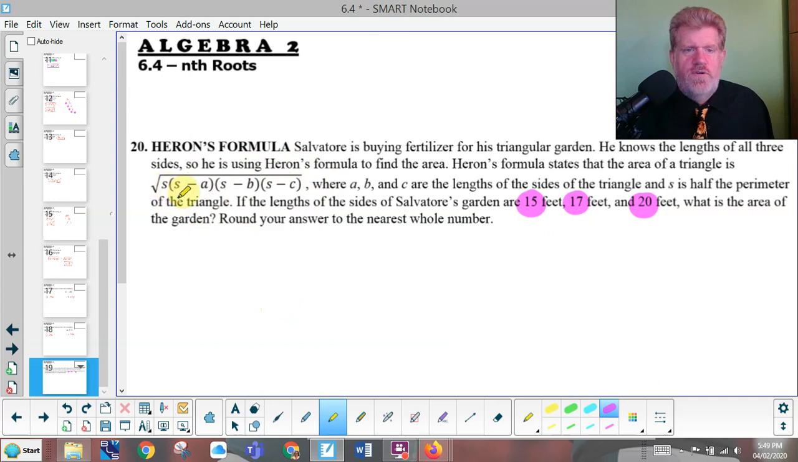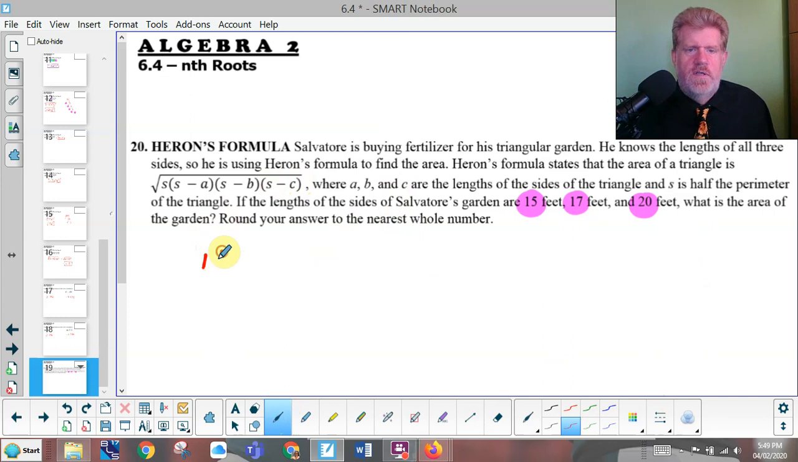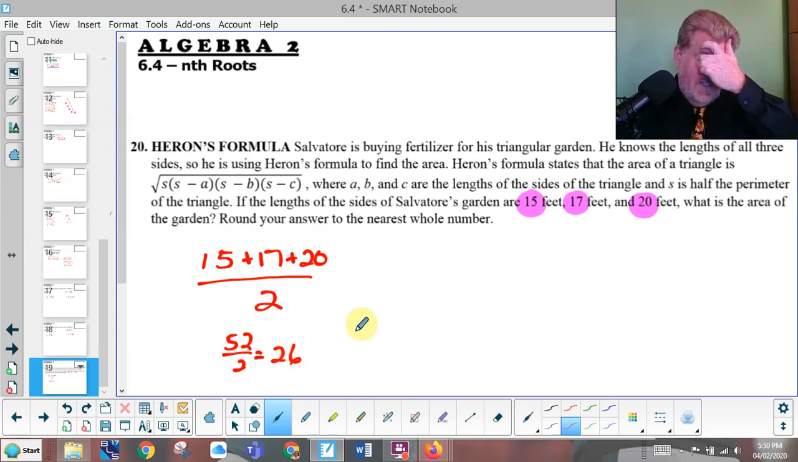So you're going to need this variable of s. And s is half the perimeter. So in order to figure this out, what you have to do is you have to add these up. 15 plus 17 plus 20, and take half of it. Okay, so what do we got? 10, 20, 40. You said 52 over 2. And 52 over 2 is 26. So you take that 26, that's your key number.